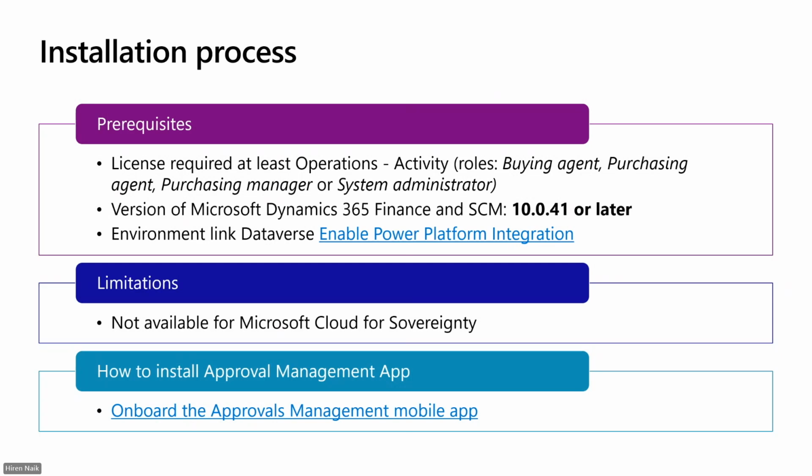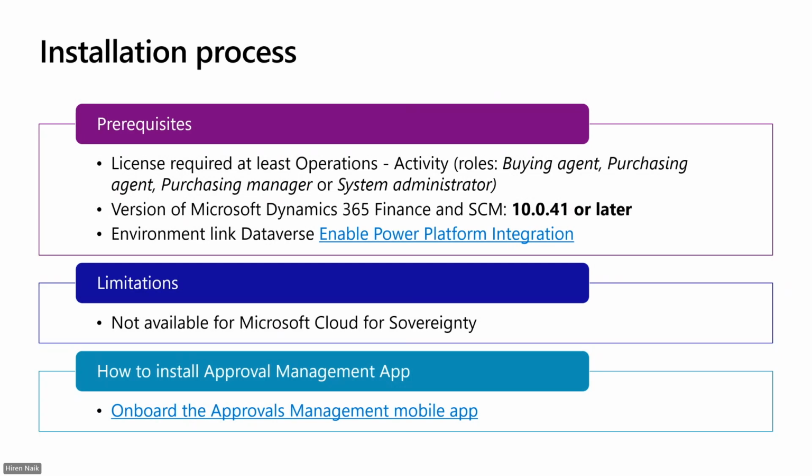So I see a lot of questions regarding license and stuff like that. So let's talk about the prerequisites. At this stage, you need, I would say, an activity license for using the application. You don't need any extra or other license. So just an activity license is required because we use buying agent, purchasing agent, purchasing manager, or system review.